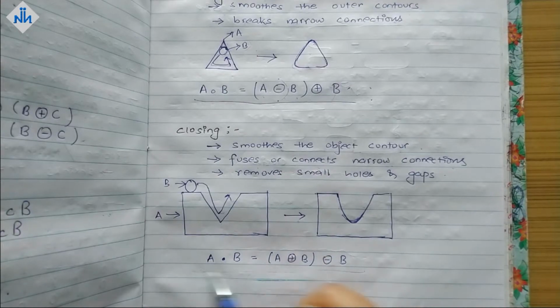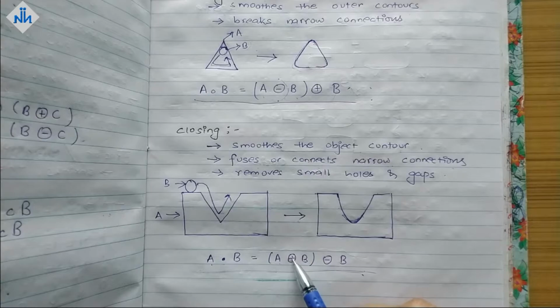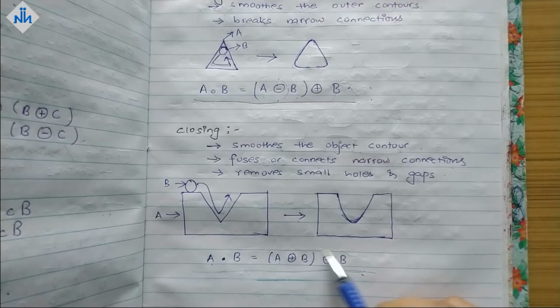This is the mathematical representation of closing. A dot B will be A, first we will apply dilation and then erosion with B.